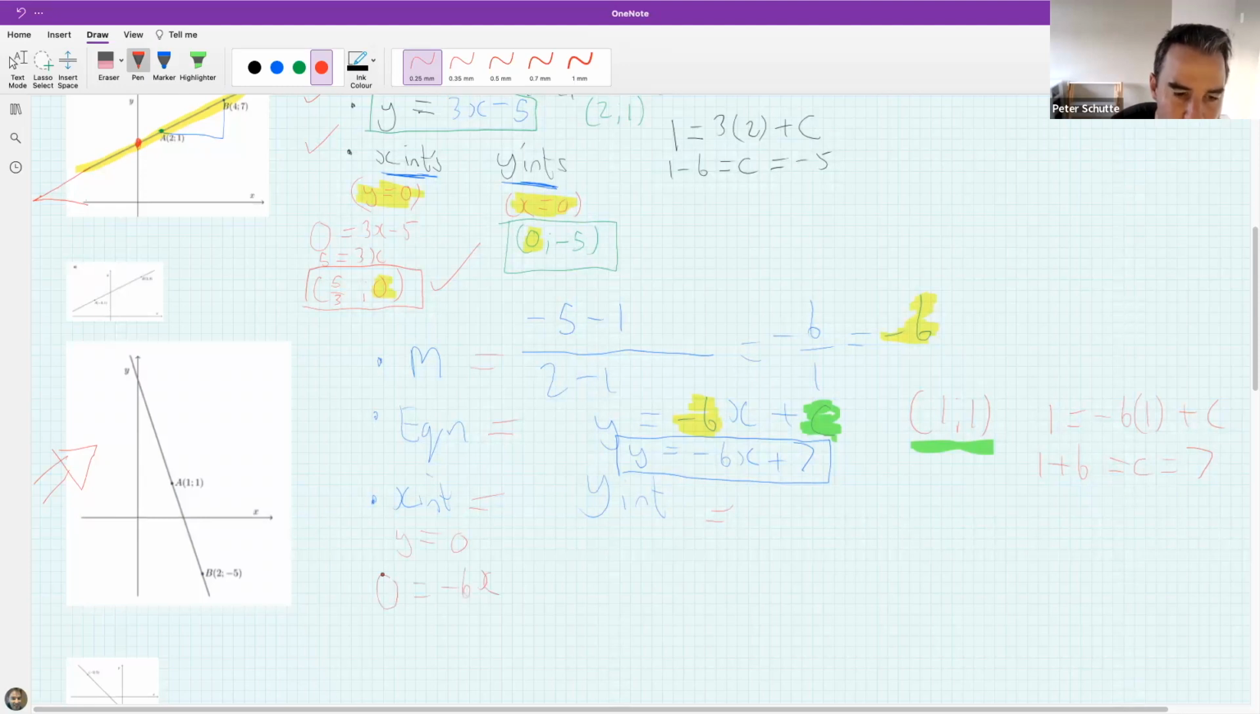So the first one over there is going to be set up like that. And then to find the y-intercept, I need to make the x 0.